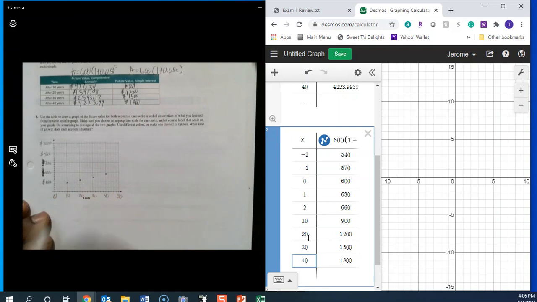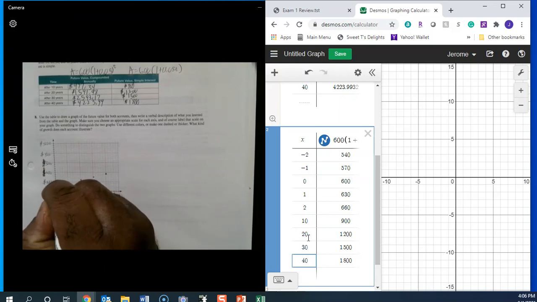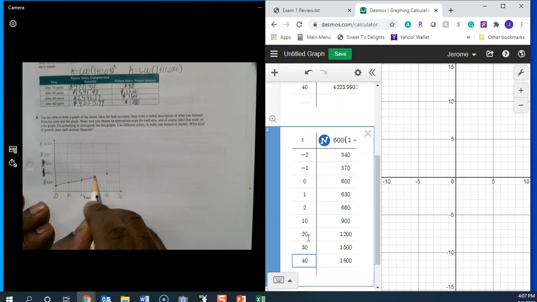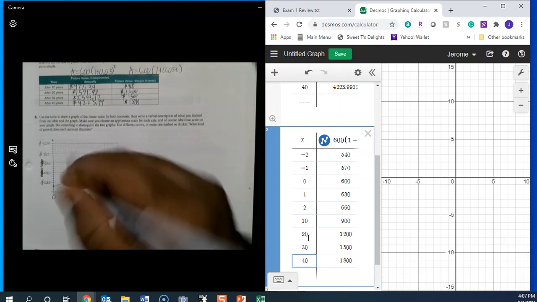Now, we put in 0. Basically, we won't make any interest, but at our 0 year, we will start off at 600 because that's how much we put in. So we connect these points. They basically form a line. Okay, now we go here to the second, which is the compounded annually.